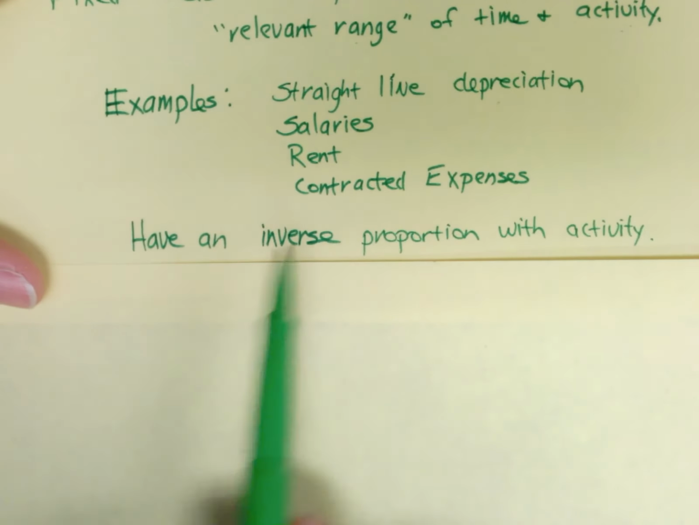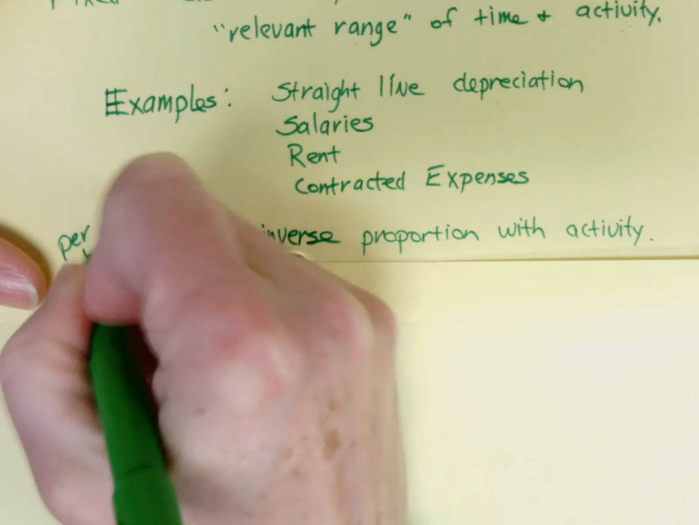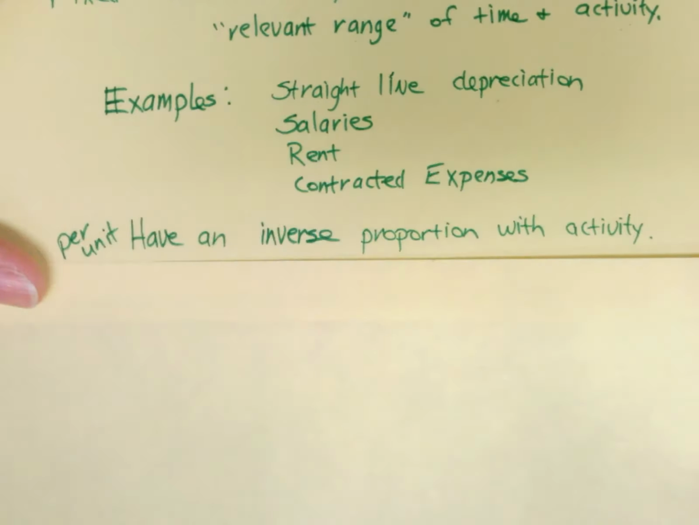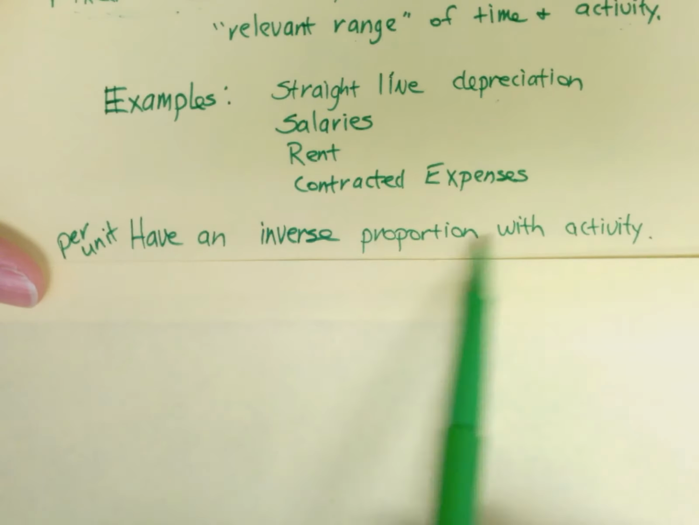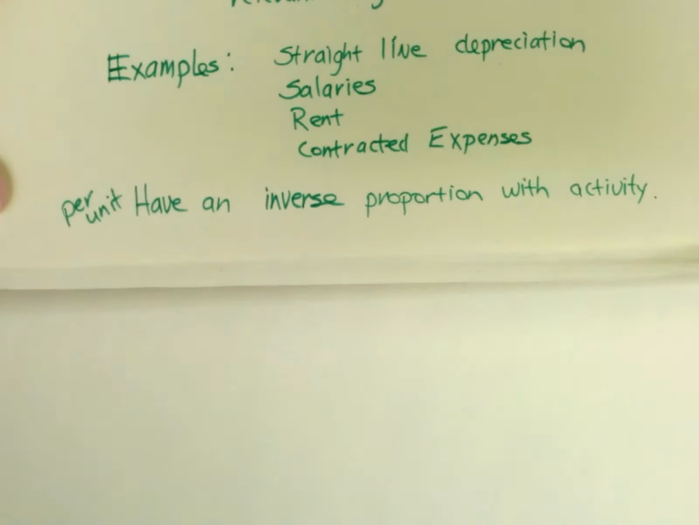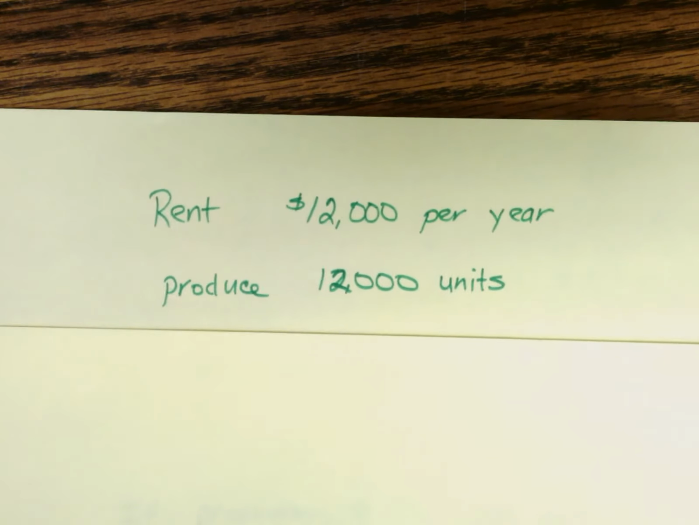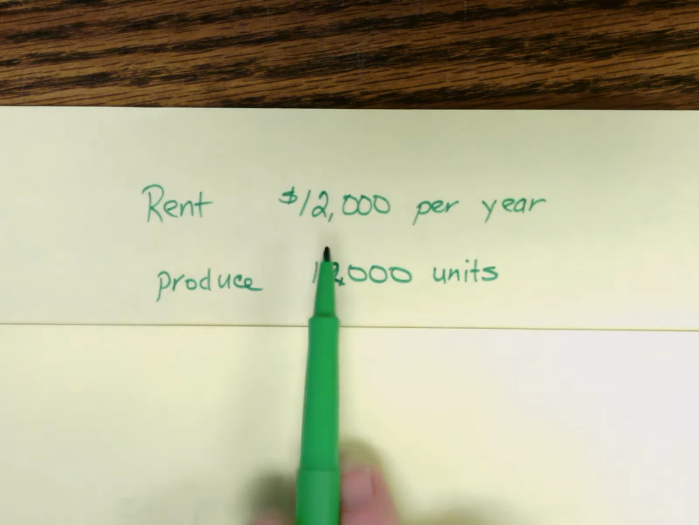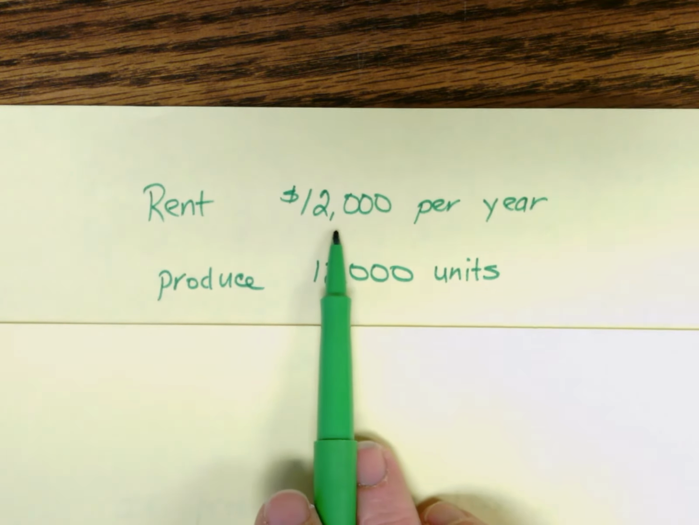So fixed costs have an inverse proportion with activity when you're talking per unit. So per year in total, fixed costs remain the same, but per unit, they will change in direct inverse proportion with activity. For example, say rent. Rent is a fixed cost. It's set by contract, right, by a lease for $12,000 per year. So it's going to stay the same for 1 whole year.